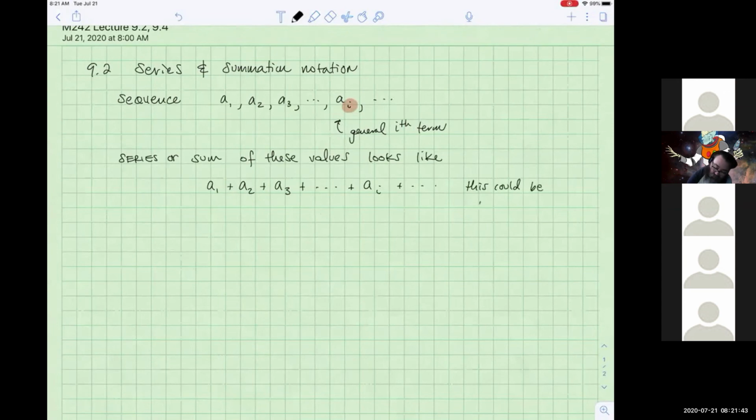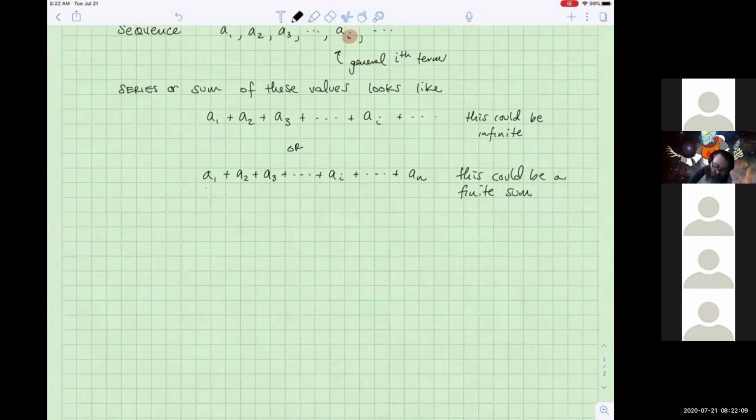this could be infinite, or A1 plus A2 plus A3 plus ... plus A sub I plus ... plus some final term, some final nth term. This could be a finite sum, which is mostly what we're going to be dealing with. So this is the first term. This is the general ith term. And this is the nth, last term.